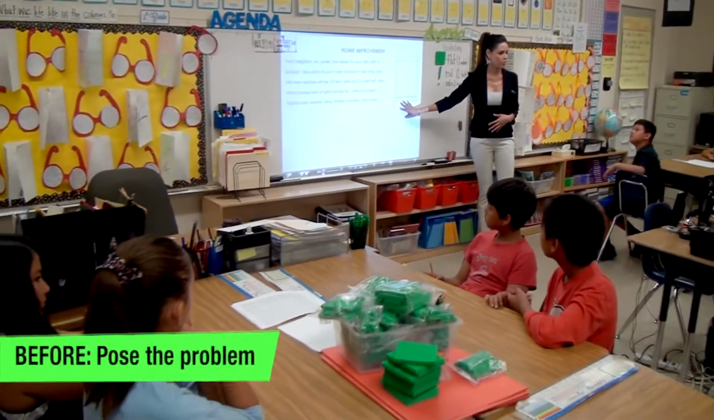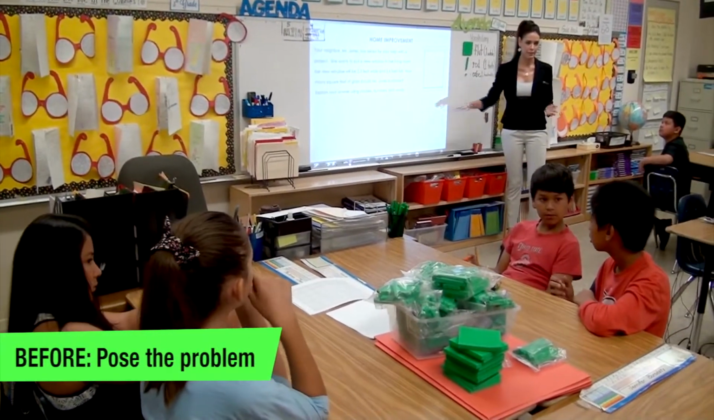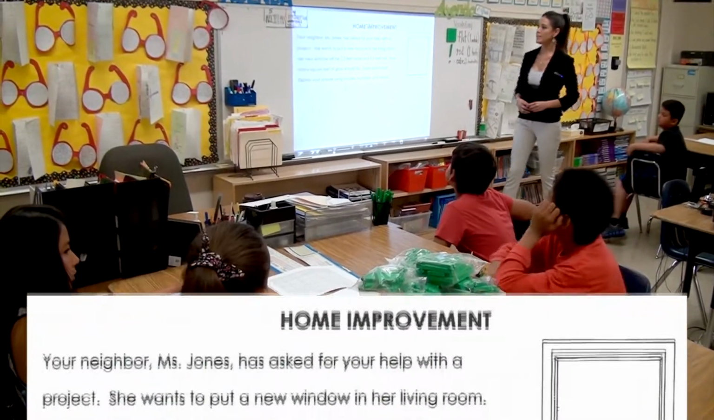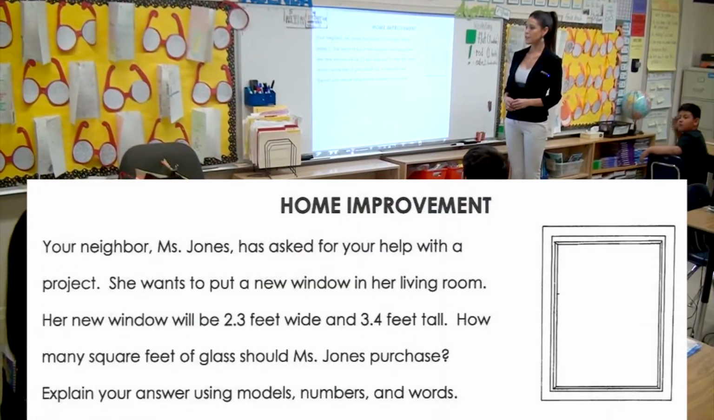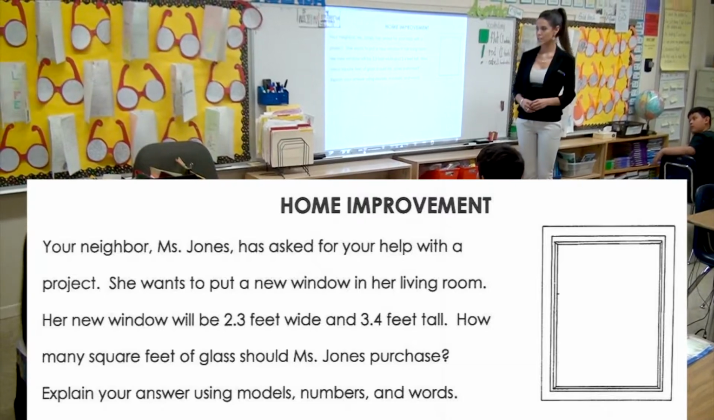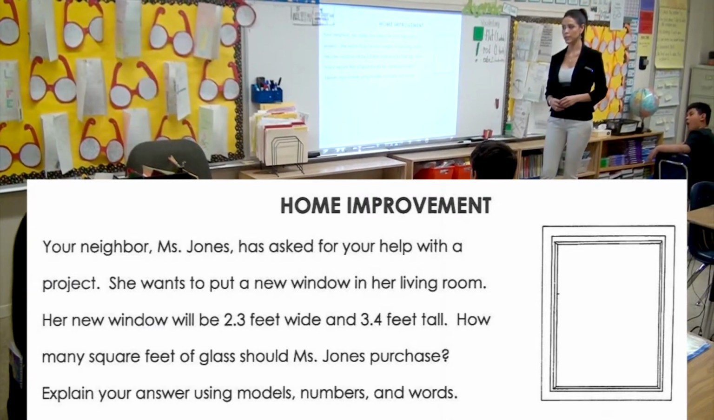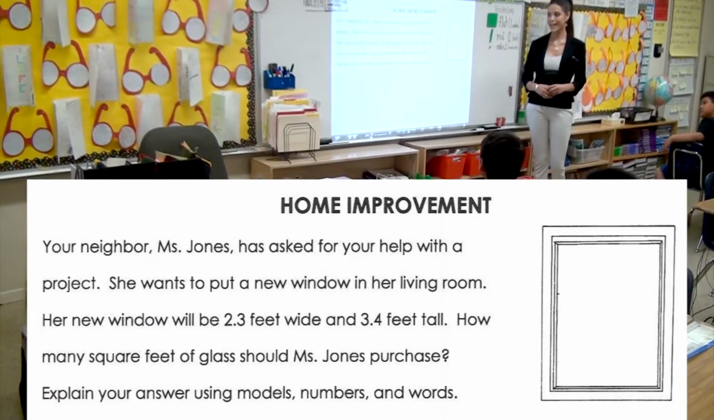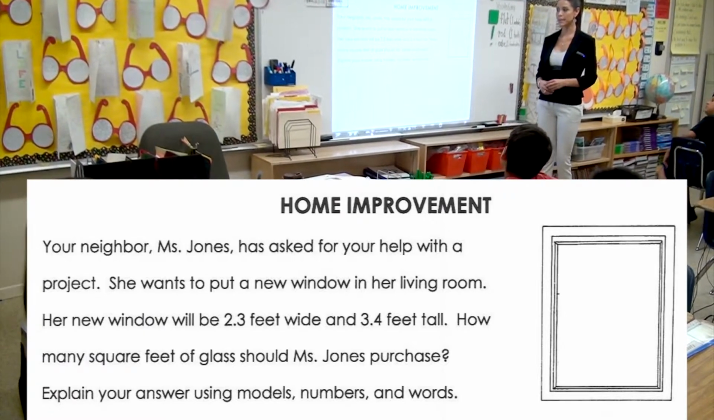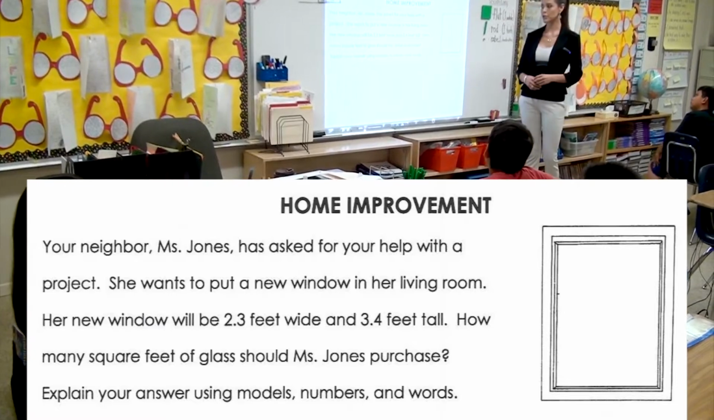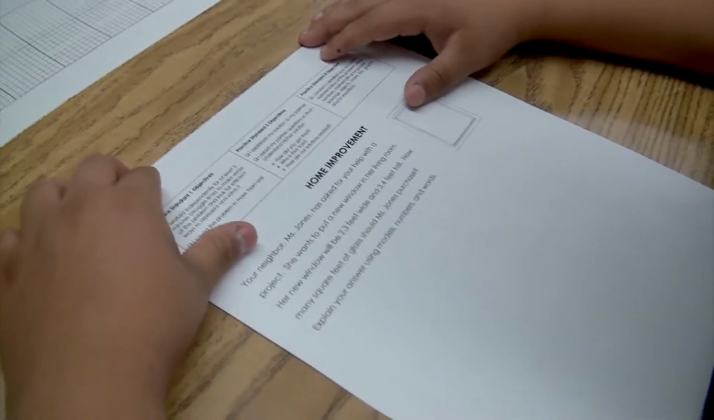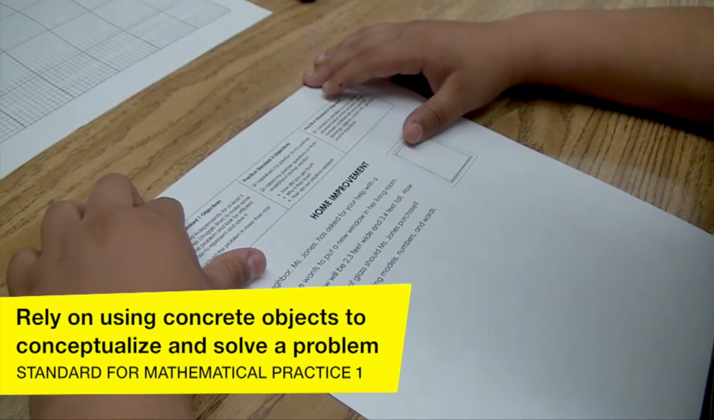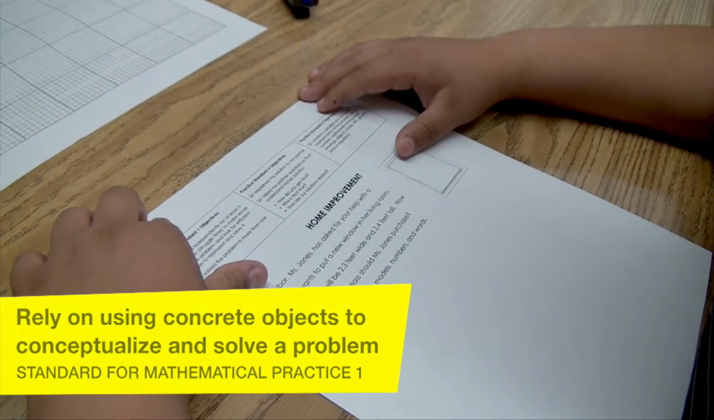I'm going to read the problem to you, then you guys will read with me. Are you ready? This is our home improvement word problem. Your neighbor, Miss Jones, has asked for your help with a project. She wants to put a new window in her living room. Her new window will be 2 3/10 feet wide and 3 4/10 feet tall. How many square feet of glass should Mrs. Jones purchase? Explain your answer using models, numbers, and words.